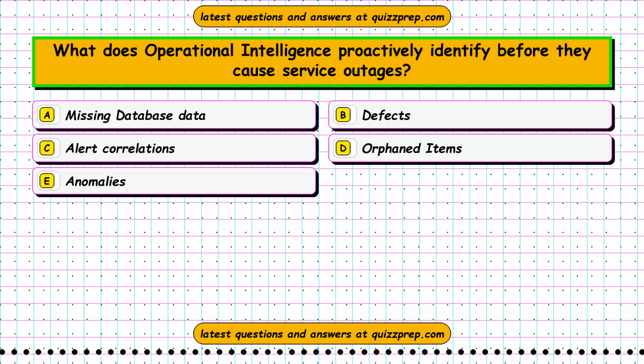Question 43. What does operational intelligence proactively identify before they cause service outages? Option A. Missing database data. Option B. Defects. Option C. Alert correlations. Option D. Orphaned items. Option E. Anomalies.